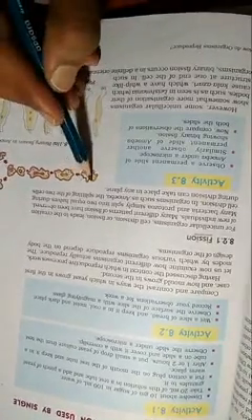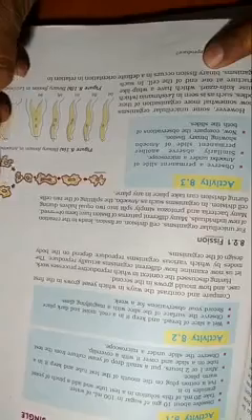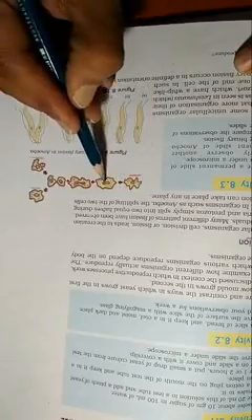Example, amoeba. This is amoeba, and the reproductive process is fission. What about fission? Fission is the process by which a single cell divides into two cells. This one is amoeba, a single cell, and here is the change that occurs.